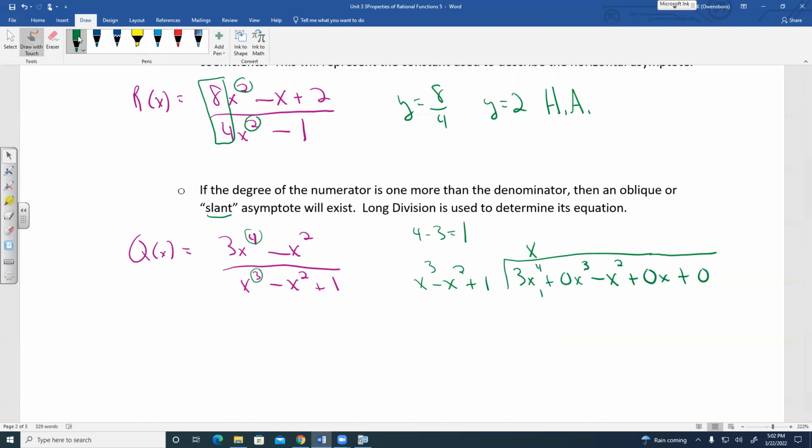To get an x to the third, what I want to do is get this 3x to the fourth here. So what I need is actually a 3 and an x, because 3x times x to the third gives me 3x to the fourth. So I want to match that, I want to make this the same. I need the 3 and the x, because I want this term to go away. So it's going to be a 3x to the fourth.